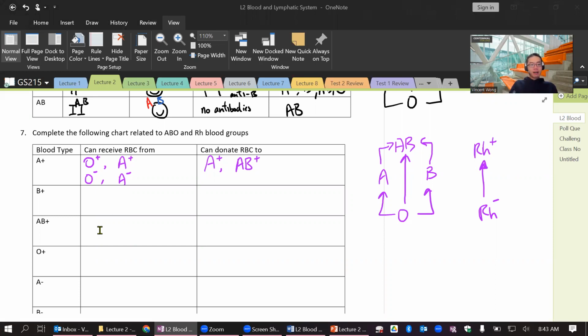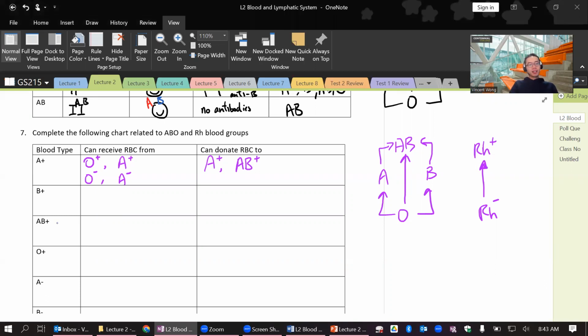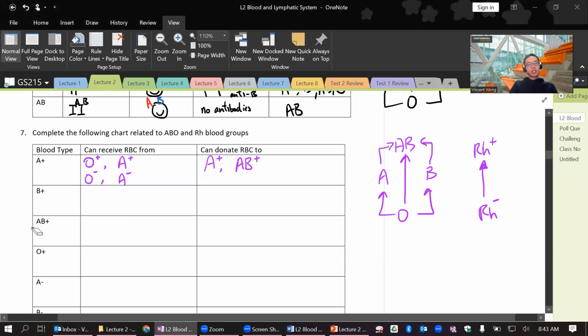Let's do another one. Let's say we have AB positive. Who can you receive from? Well, AB can receive from all the blood types, right? You can see all these arrows pointing to it. So we have A, we have B, we have AB, and we have O. So it's positive, but you can also receive from the negative people.